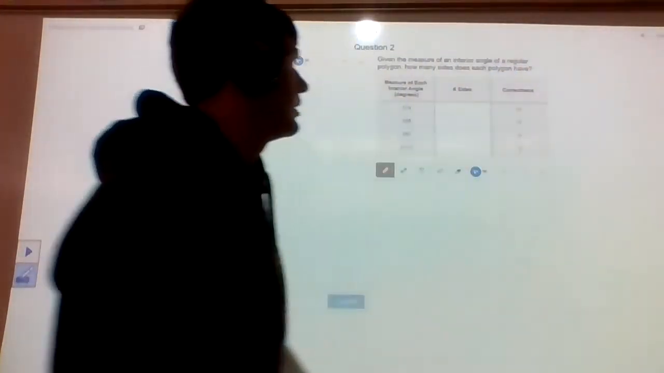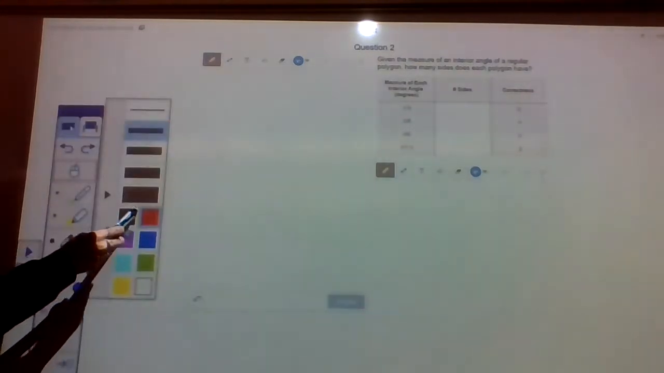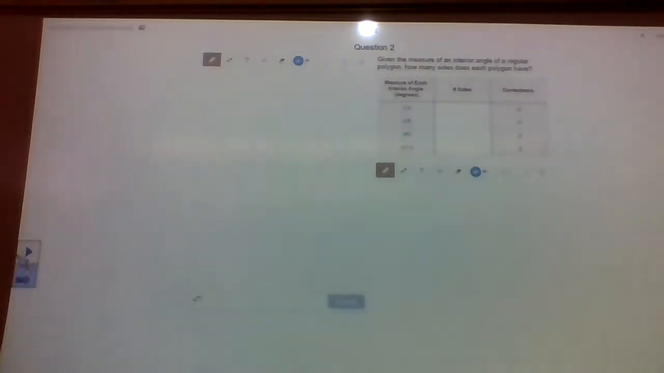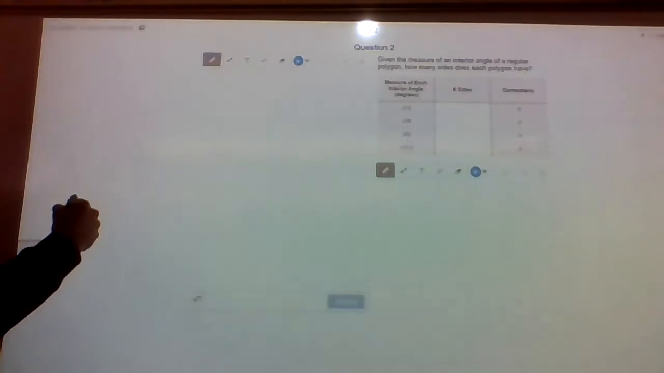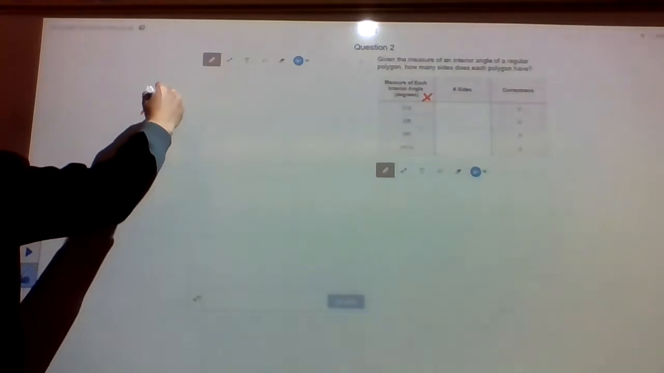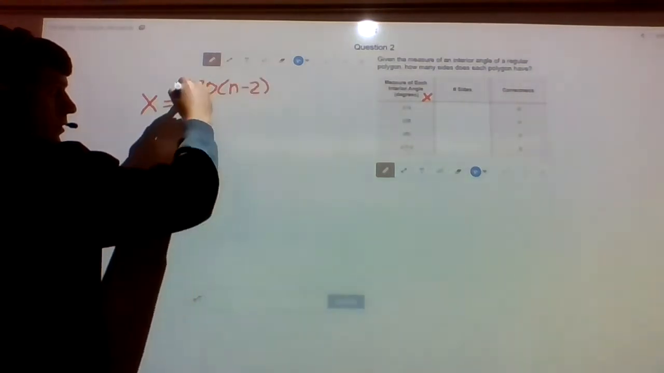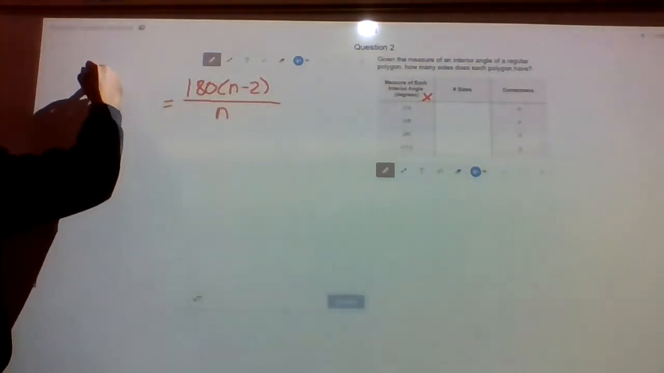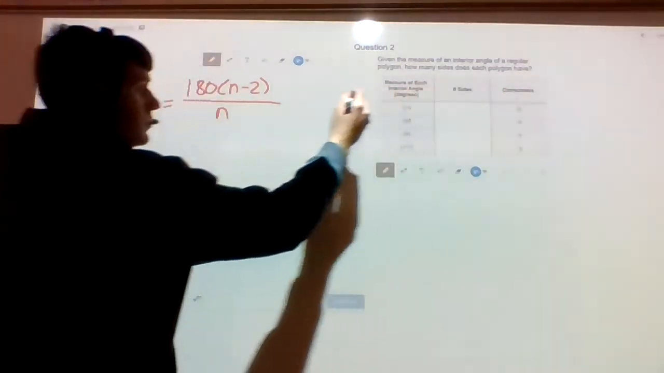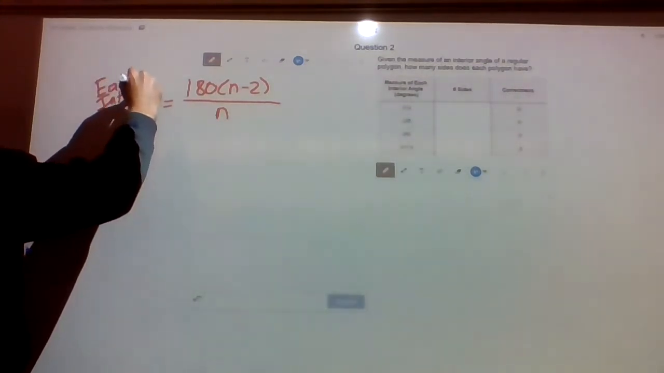All right, question 2 says, given the measure of an interior angle of a regular polygon, how many sides does each polygon have? So this one we're trying to solve for n, the number of sides. So we know that each interior angle, we can call that x. We know that x is going to be equal to our formula, 180 times n minus 2 over n. That equals the measure of each interior angle.